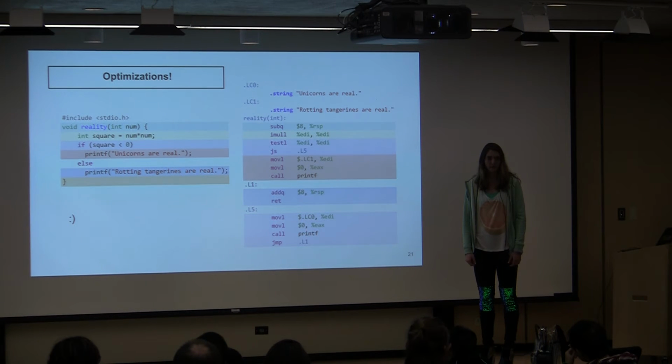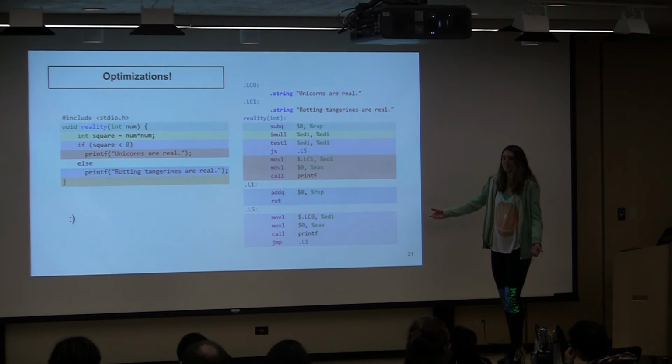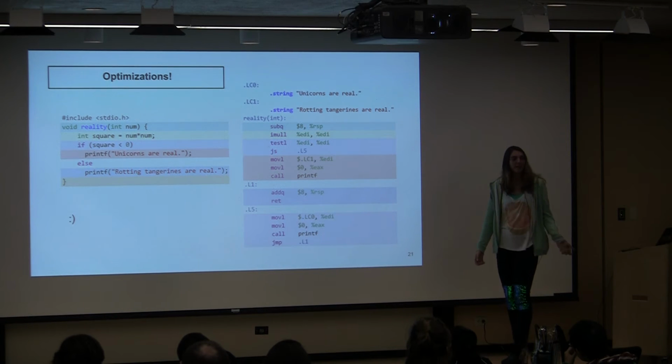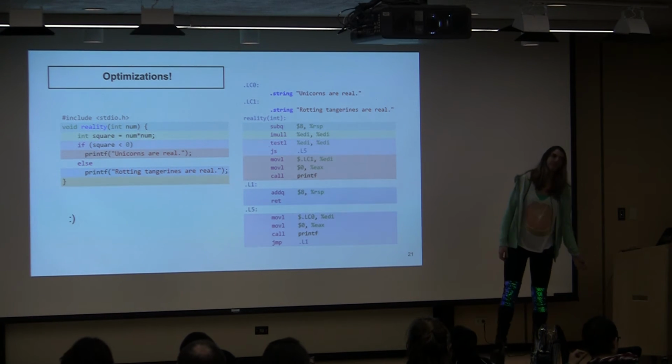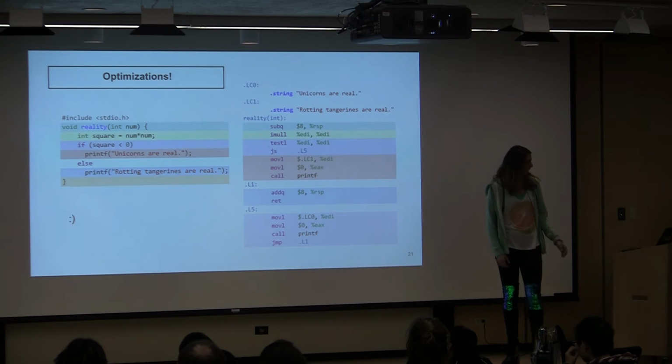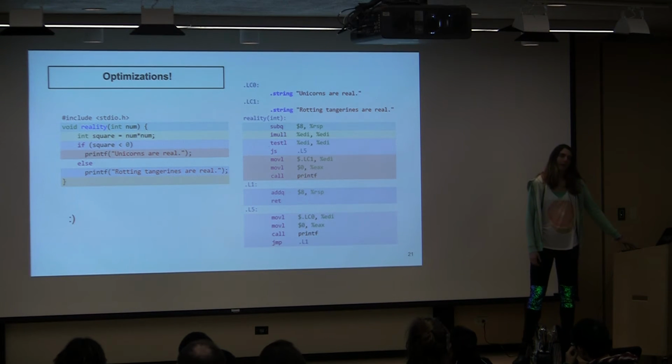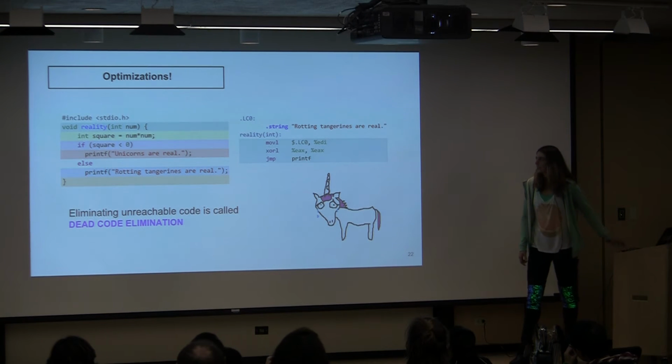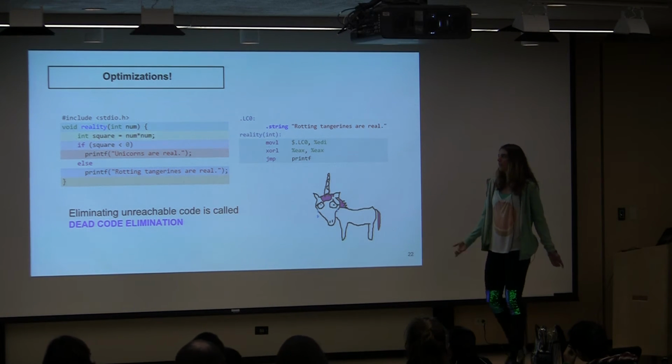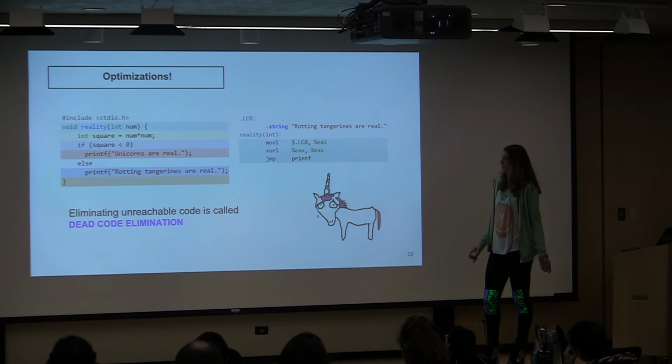Yes? It's always going to print rotting tangerines. Yes. The square of a number is always positive. So what about overflow, though? That's a good question. Because you could overflow to any number and then print rotting tangerines. Yeah. I encourage you to try that. But the compiler, if you set it to O1, it doesn't change this. But if you set it to O2, it changes it to that. So all this function does is print rotting tangerines are real.